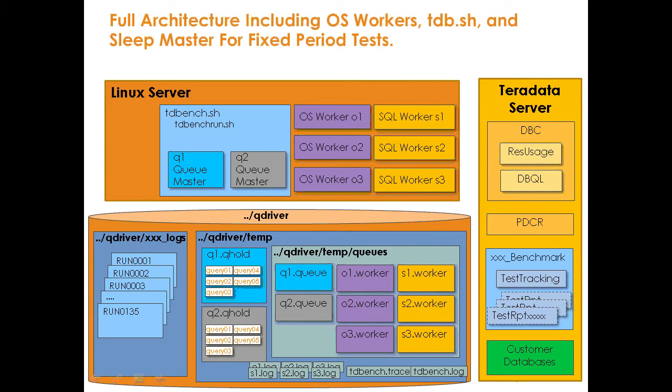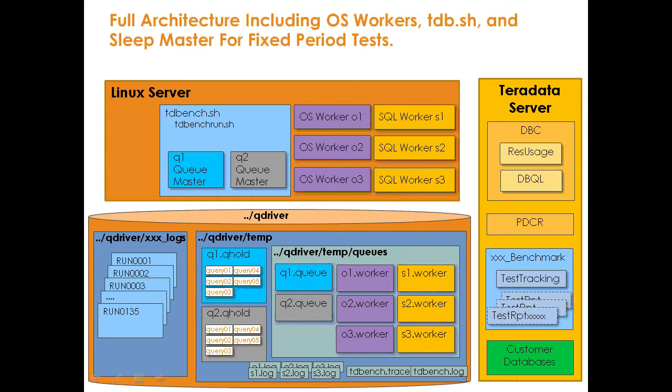With TdBench 7, I've added OS workers, which work very similar to the SQL workers by taking their commands from a pipe and putting their standard output and errors to a worker log file. This is not just useful for putting data loads into benchmarks, but during the setup of benchmarks, you can easily load multiple customer tables in parallel.